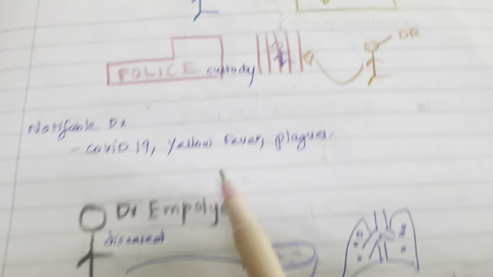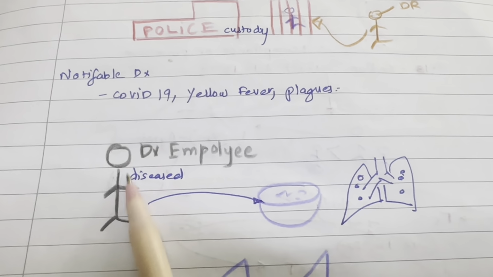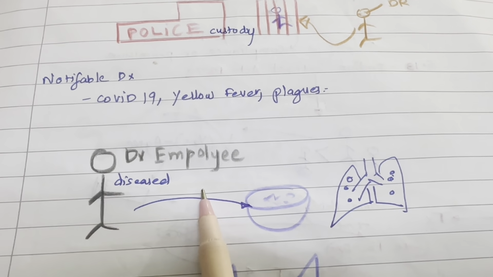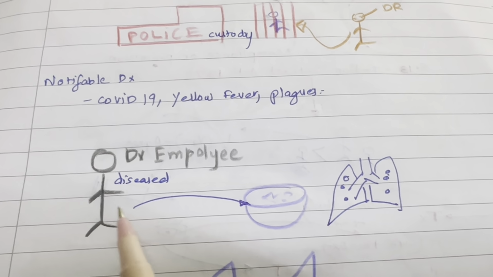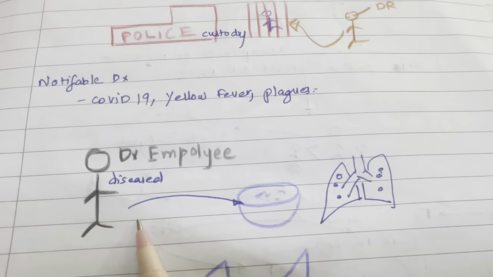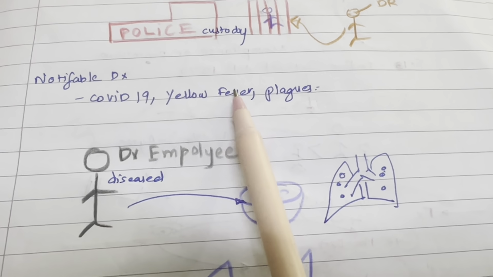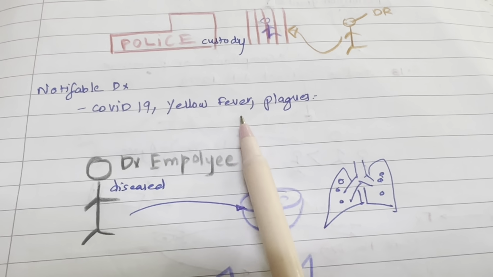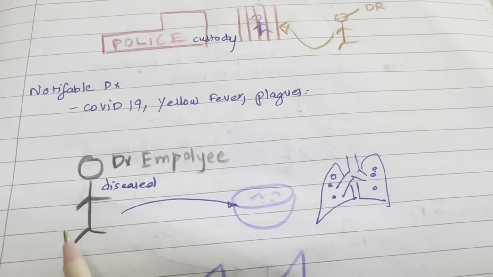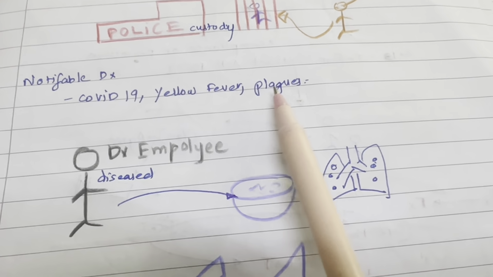Notifiable disease. Any disease that is required by law to be reported to the government authority is known as a notifiable disease. The disclosure of information about a notified disease allows the authority to monitor the disease, to provide early warning of possible outbreak, and to take preventive measures to stop the spread. Examples: COVID, yellow fever, plague.